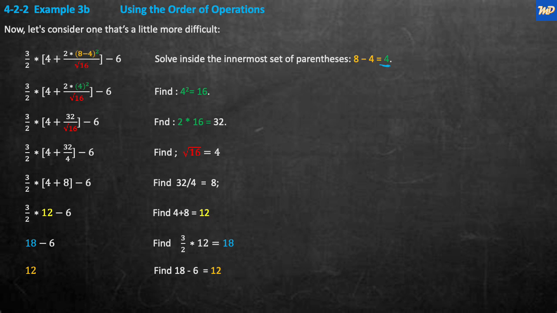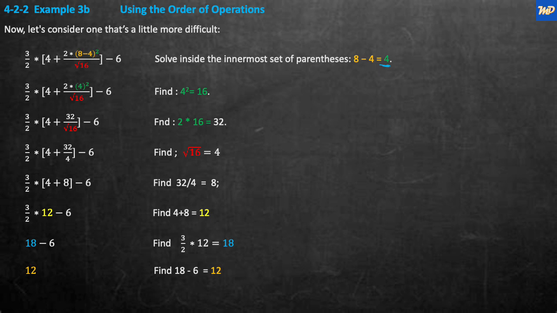So now we're going to take this 2 times, we got the 4 here, so 4 squared is 16. So in the next line here, we get 3/2 times the quantity 4 plus 32 divided by the square root of 16, all minus 6.